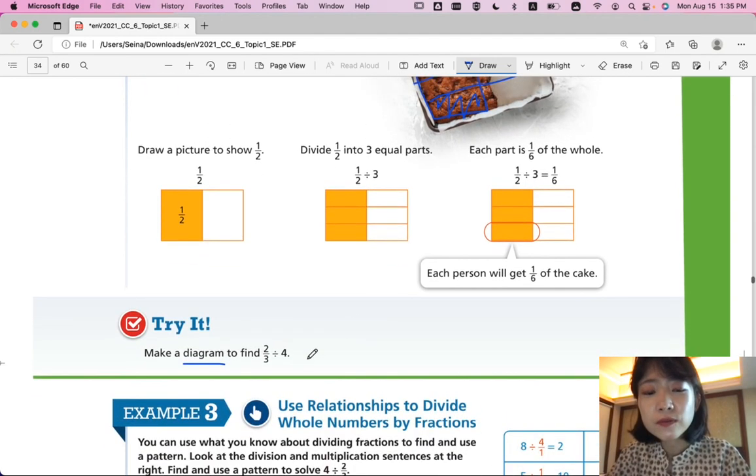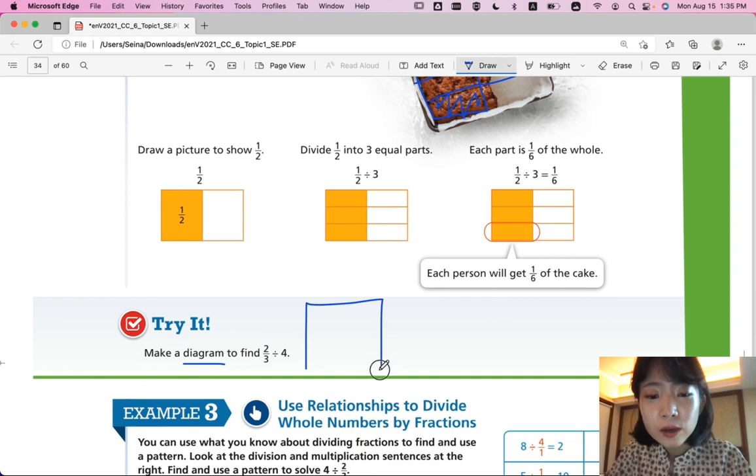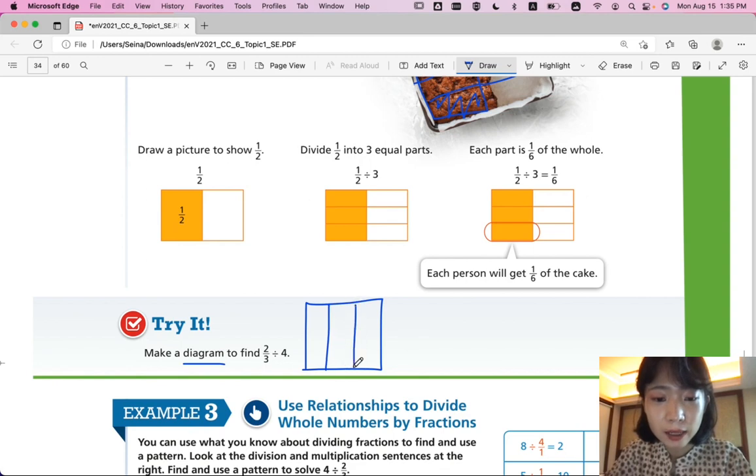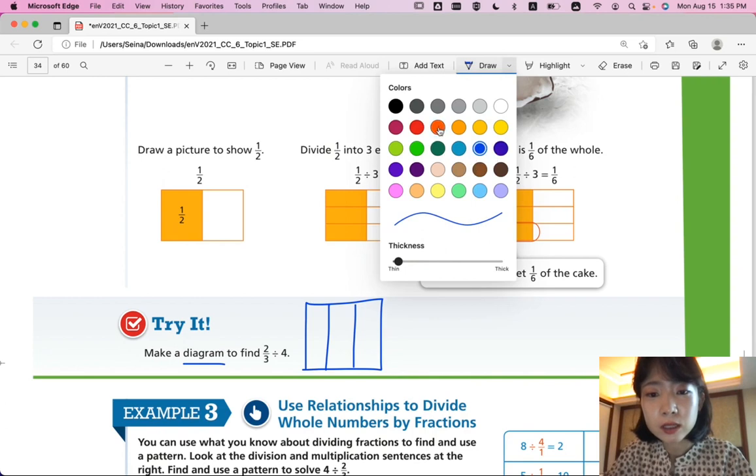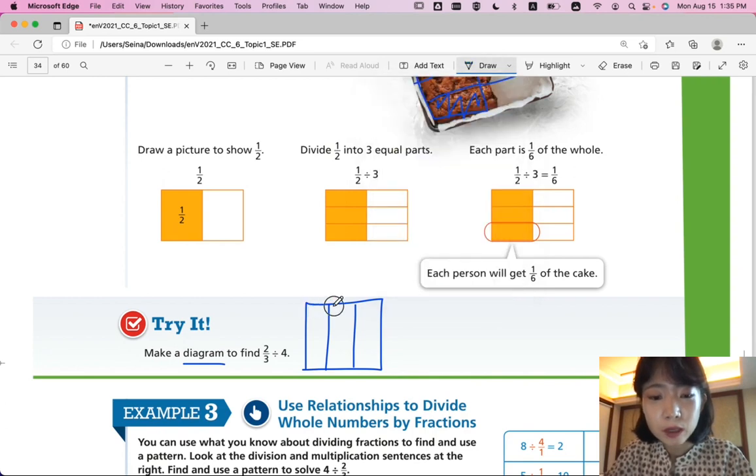Okay, so first, we're going to divide 1 into 2/3, right? So if you divide this pan into 2/3, we have this part. Let's use a different color, okay? So we're going to divide 2/3 into 4. So we're going to divide this into 4 equal parts. Right? And so we get this one.